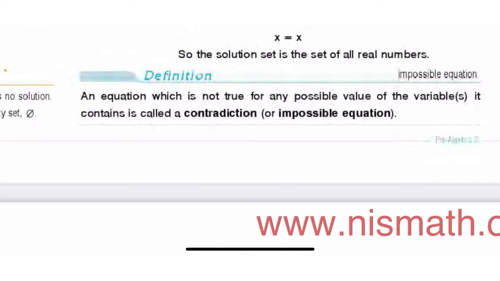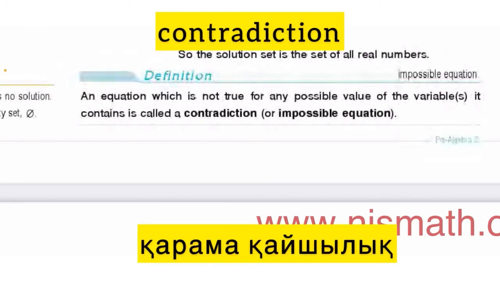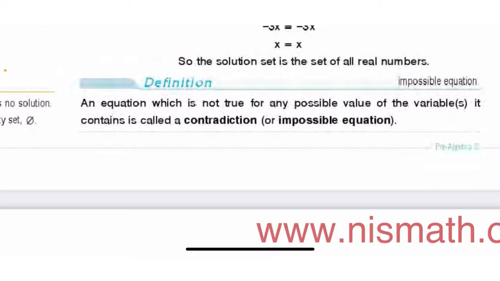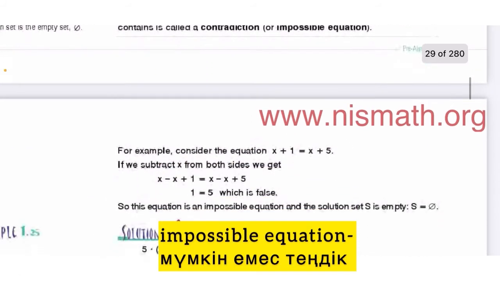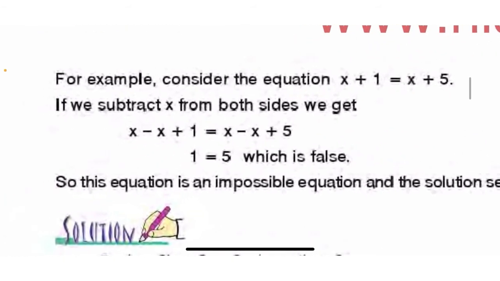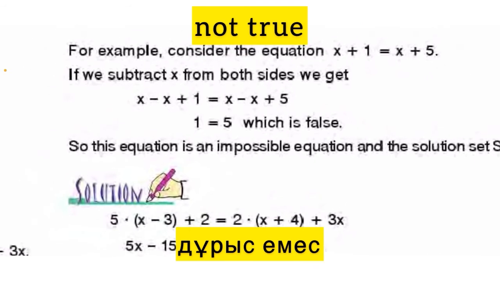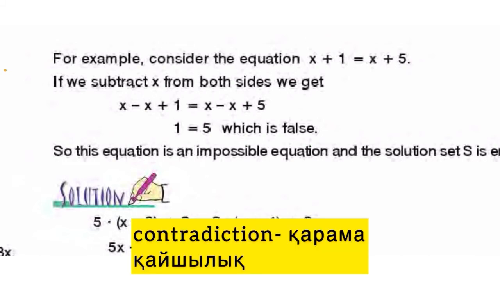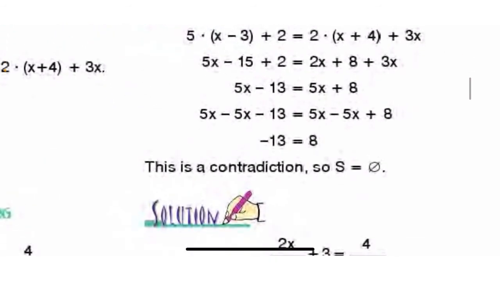In some problems, there might be a contradiction. An equation which is not true for any possible value of the variables is called a contradiction or impossible equation. For example, in this problem, we can get 1 equals 5, which is not true, false. So this equation is an impossible equation. 1 cannot be equal to 5, so it means it is a contradiction. We also got negative 13 equals 8, which is false, so this is called a contradiction.